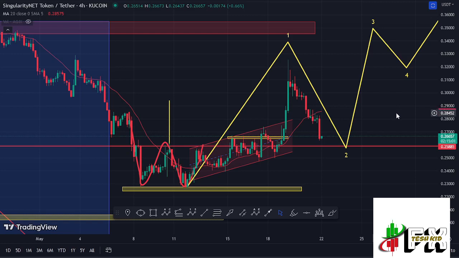And at the time of this recording, AGIX is holding below the 20-day MA here on the 4-hour chart, which is now acting as a resistance.